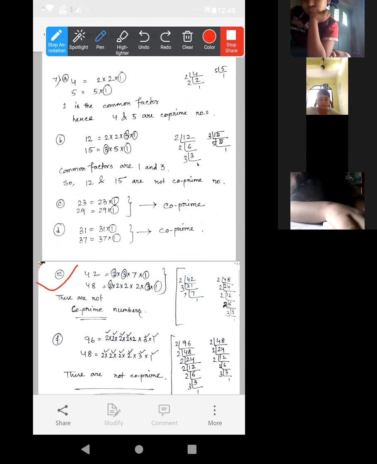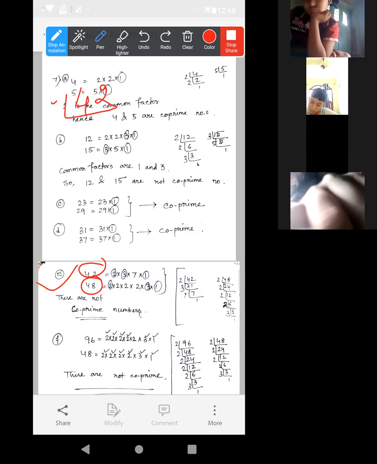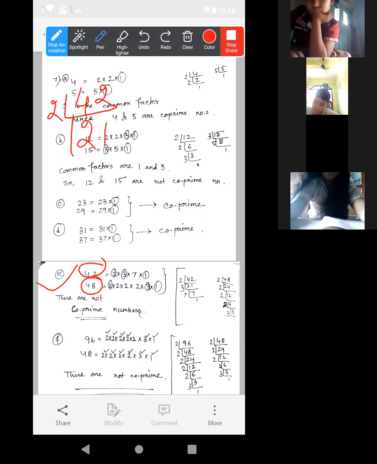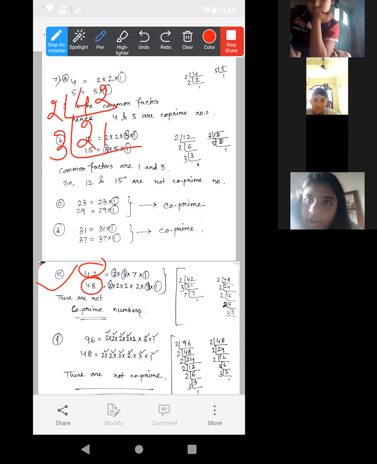Number E, basically we have to break these two numbers into prime factorization. 42, if we are breaking, look, 2 times 21 is 42. Then 3 sevens are 21, and 7 ones are 7.